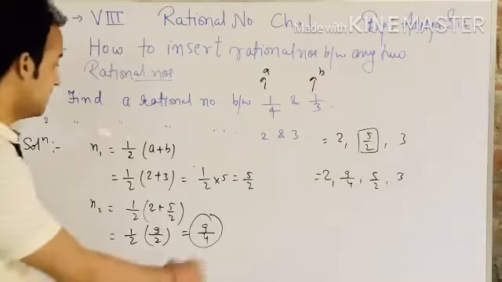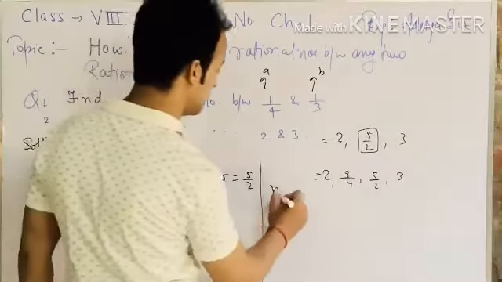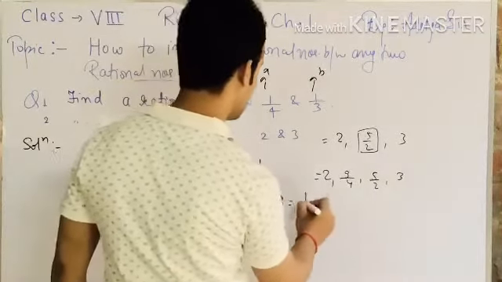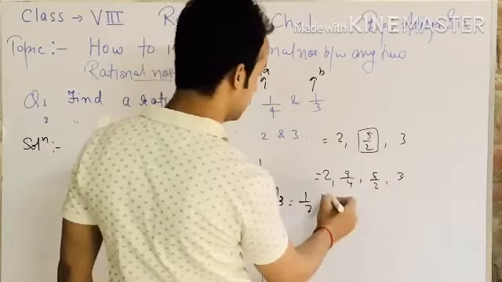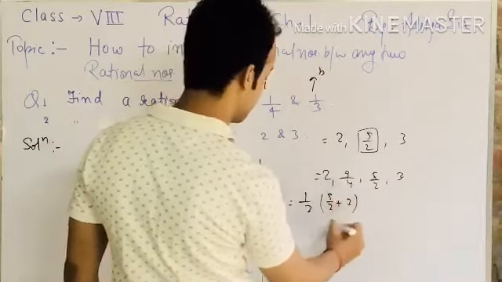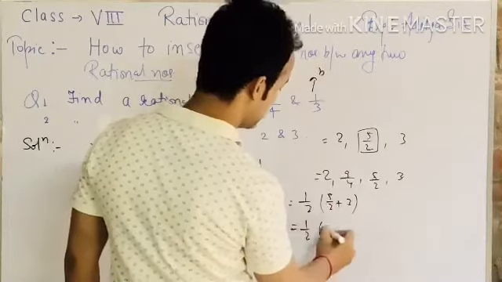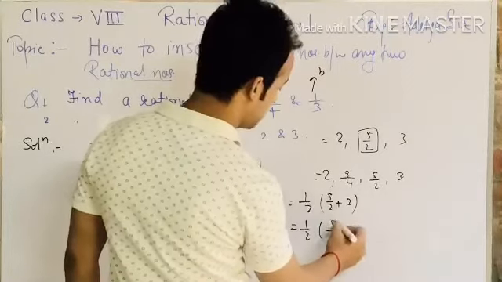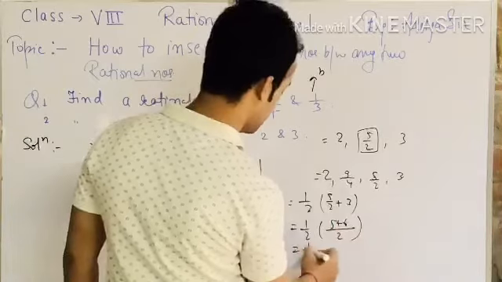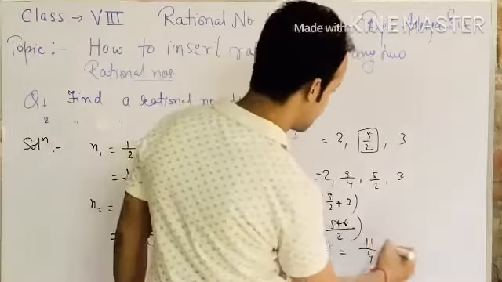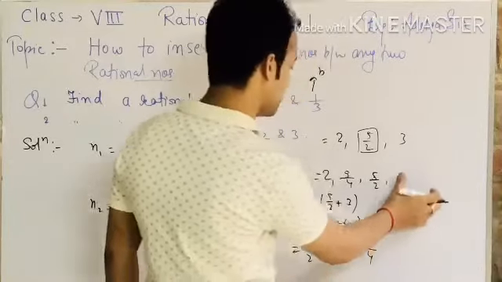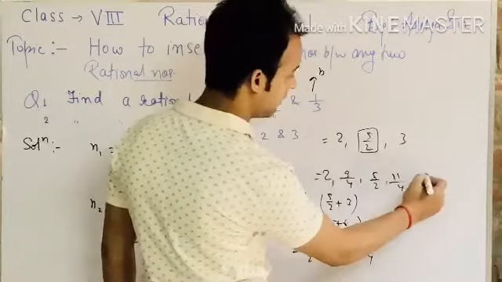Similarly, if you want to insert a third number n3, between 5 by 2 and 3, half of 5 by 2 plus 3, that is half of 11 by 2, that is 11 by 4. So the number will be inserted here, between 11 by 4 and 3.